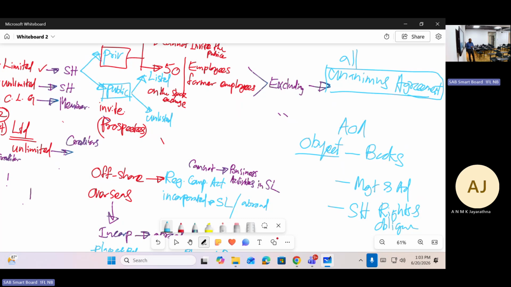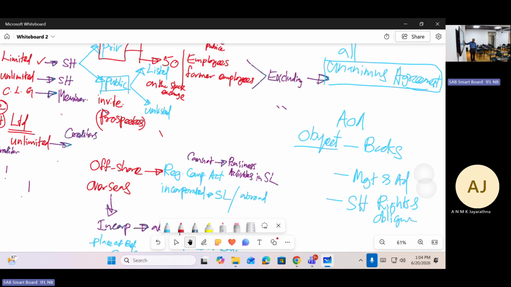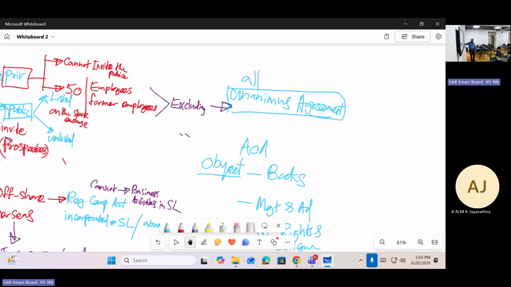Now, according to the object clause, it says manufacturing books. That is the objective of the company. However, by way of unanimous agreement, they can engage in transactions other than manufacturing books. It does not comply with the articles of association, but they can do it by way of unanimous agreement. This is a special privilege given only to private companies. They need not comply with the provisions contained in the articles. Understood? This is a very special feature of the private company.